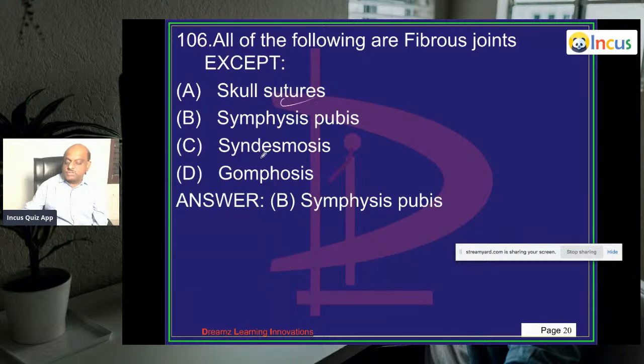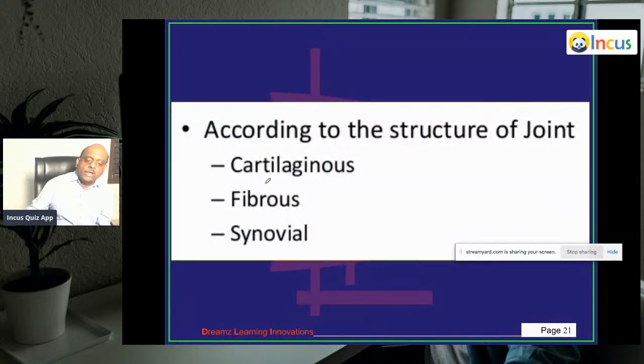The skull sutures, syndesmosis, gomphosis, they're all fibrous, not symphysis pubis. So according to the structure of the joint, you call them cartilaginous, fibrous, and synovial.